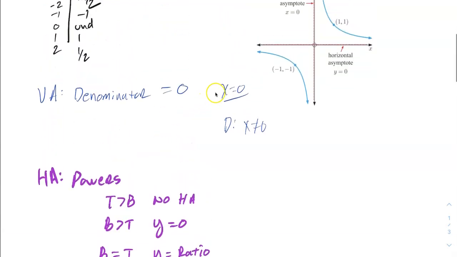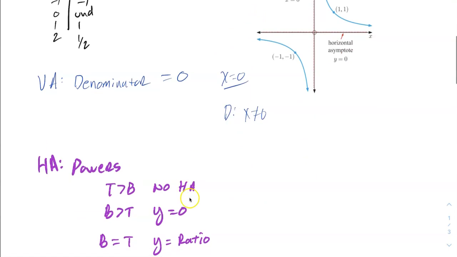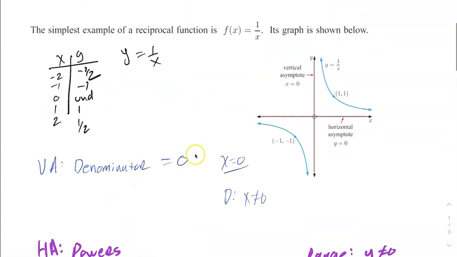For our problem here, 1/x, the bottom power is bigger: it has x to the first, and the top has no power. So our horizontal asymptote is at y = 0, which is why we got the line right there. It also has to do with the range. Range is the y values, so the only value not taken is the horizontal asymptote: y cannot equal 0. Those are the basic rules of a rational function. To find the vertical asymptote, set the denominator equal to 0.